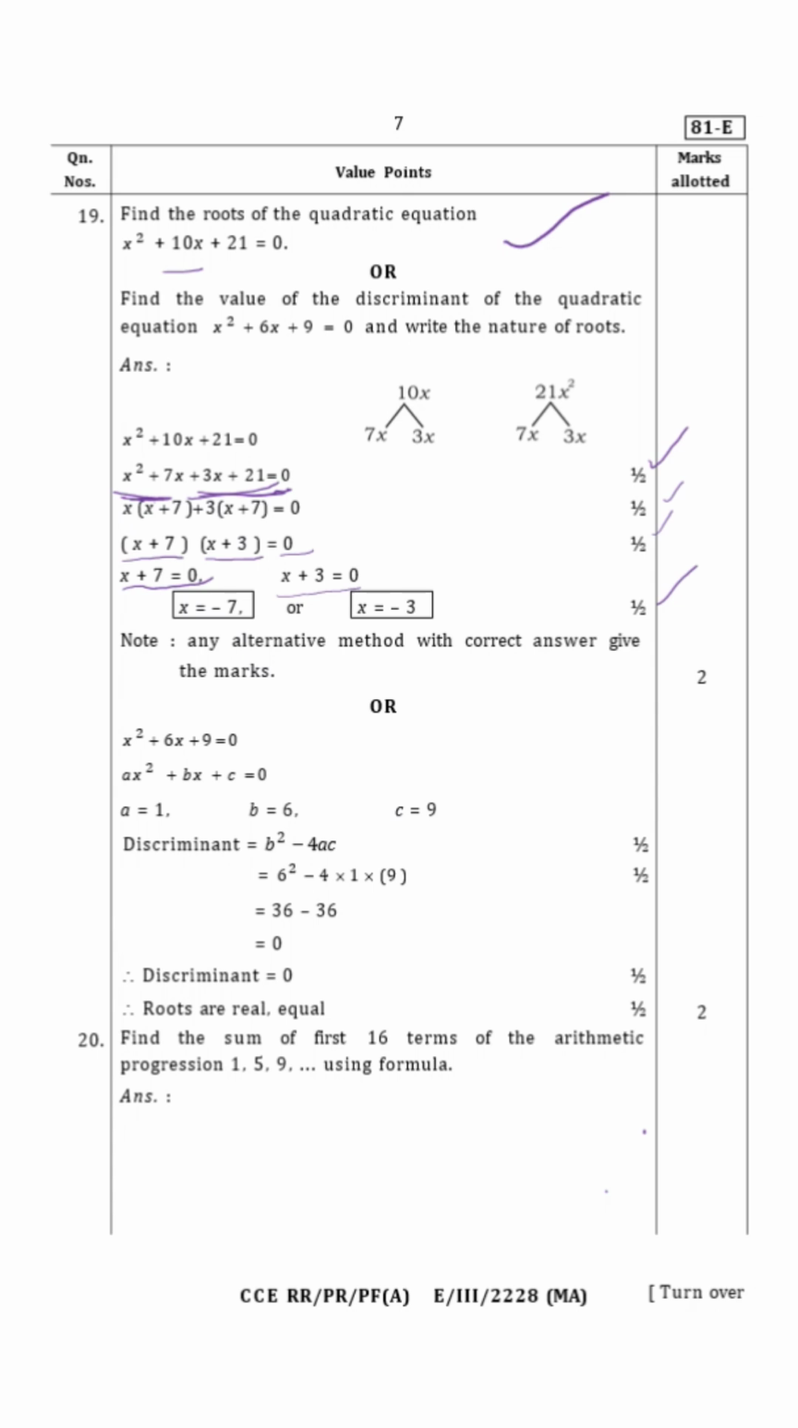Find the sum of the first 16 terms of the arithmetic progression 1, 5, 9 using the formula. Here the given progression is 1, 5, 9. Here a is equal to 1, d is equal to 5 minus 1, that is 4, and n is equal to 16. The formula to find the sum is n by 2 into 2a plus n minus 1 into d.